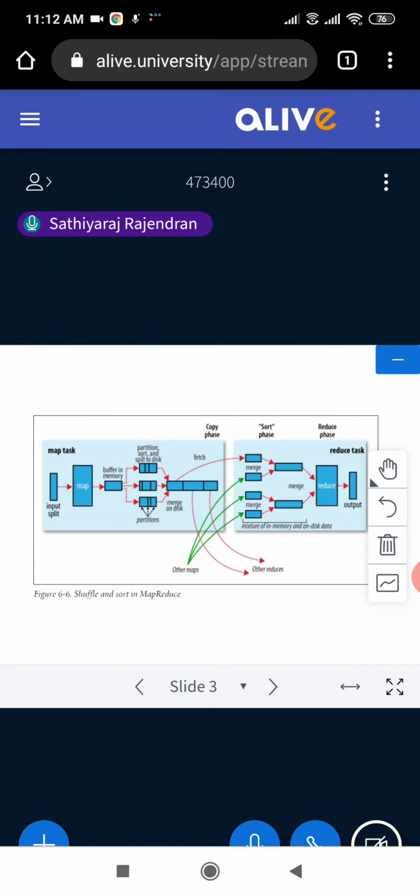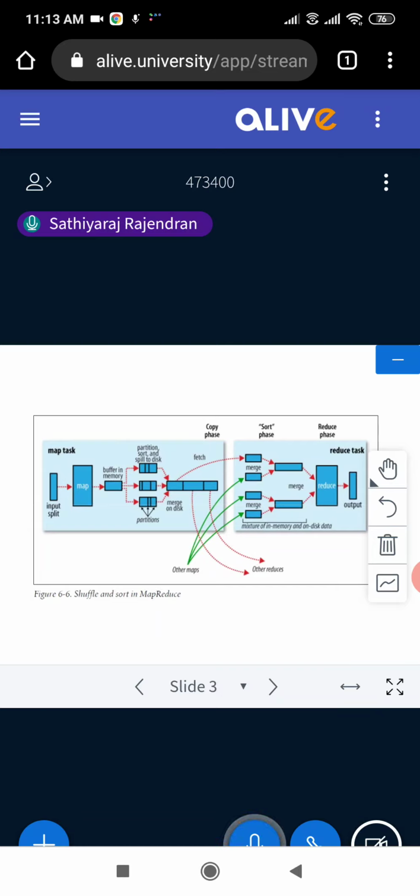When I create a spill and execute it, I will have two things, one called the main process and one called the spill. How these both execute, we will discuss in task execution, at the end of today's session. As of now, you can see a diagram showing shuffle and sort in MapReduce.